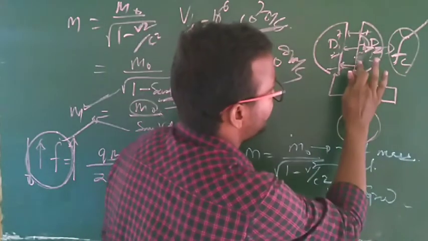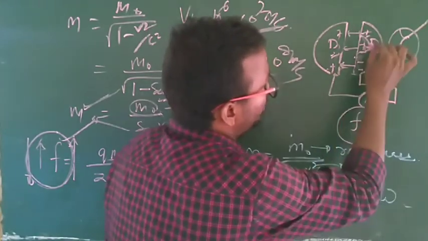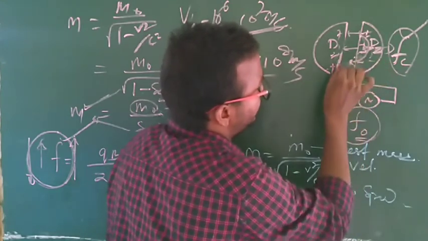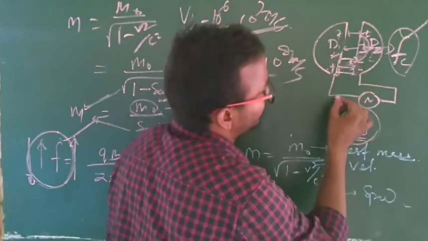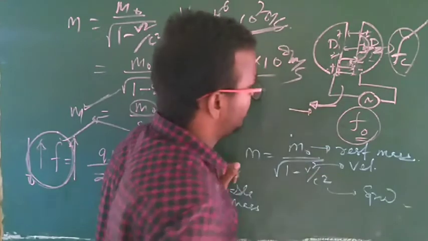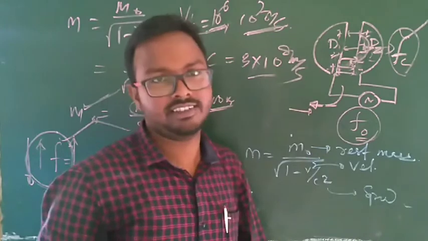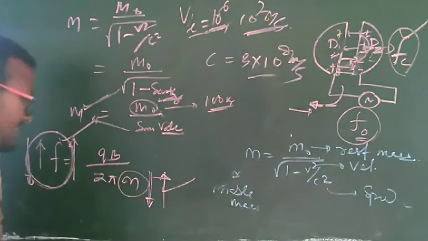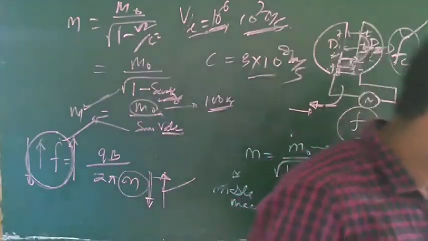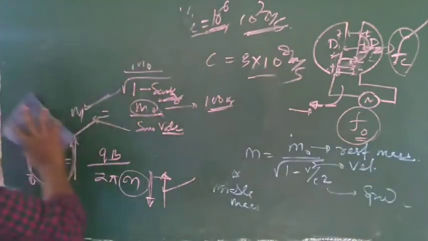After some time, it changes its polarity. That means this is negative and this is positive. So when this charged particle just comes out of this D1, that is positive, that means the electric field is in this direction. Now the charged particle is moving in this direction. So the electric field opposes the charged particle. Now the charged particle decelerates. So in this case, due to this reason, we cannot use an electron in a cyclotron. Clear? So this is the most important limitation of the cyclotron.